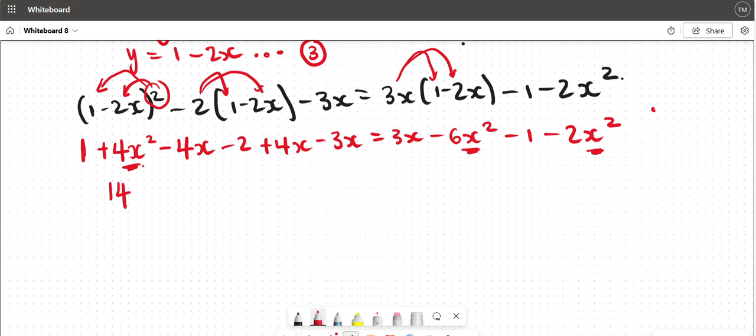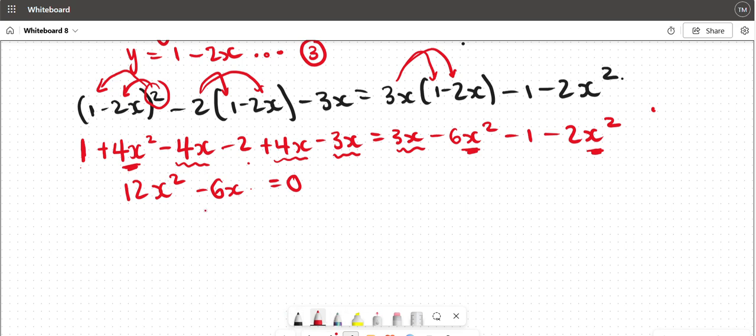So 4 plus a 6 plus a 2 would give me a 14x. Not 14, sorry. Let me try it again. 4 plus a 6 will give me a 10, plus a 2 is a 12. So it's a 12x squared. Right? Let me do the x's. This and that are going to cancel, so I'm just left with the negative 3 there. Negative 3x minus another 3 will give me a negative 6x. Right? And then lastly, I have the constants. 1 minus 2 plus 1 would give me a 0. So this is essentially left like that.